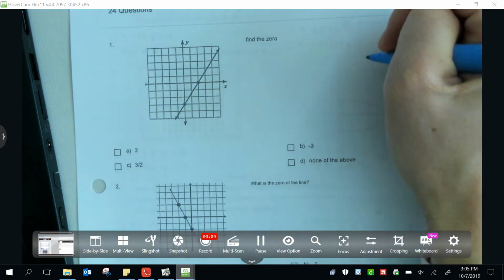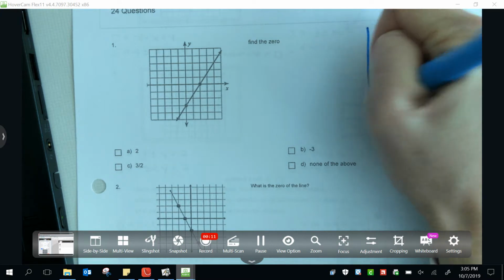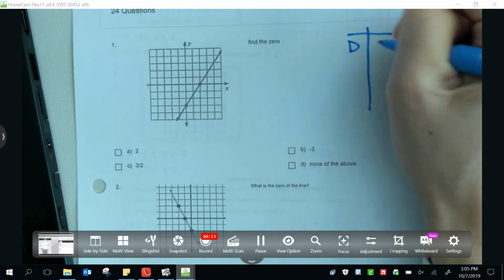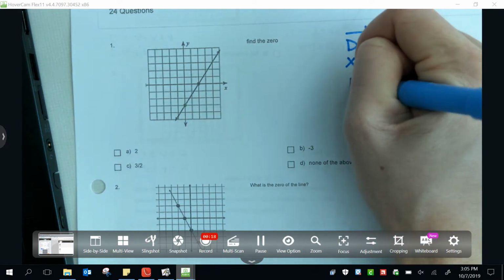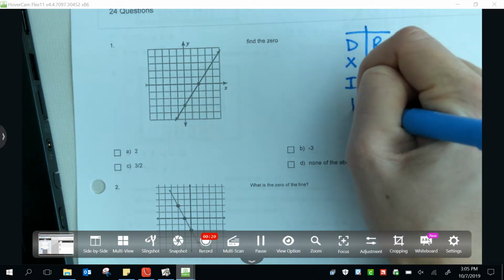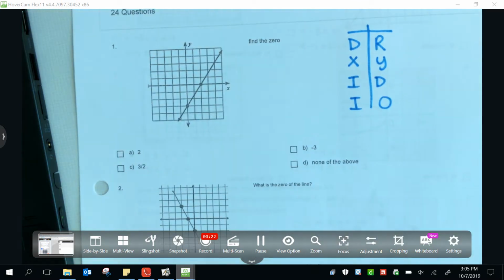So very first thing, just a quick review as we're going through this. Don't ever forget your Dr. XY needs an ID to get in and out. We might be referencing that as we go through.